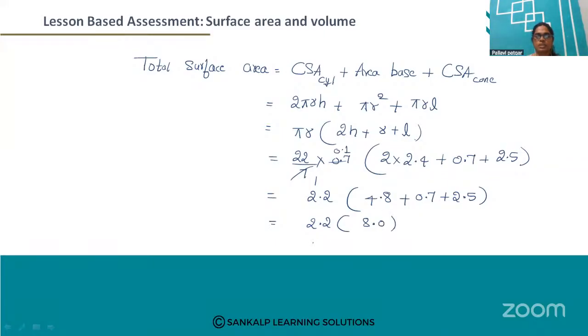So here 2.2 into 8.0 is 17.6 meters square. This is the total surface area. So the total surface area of the remaining solid is 17.6 meters square. Okay.